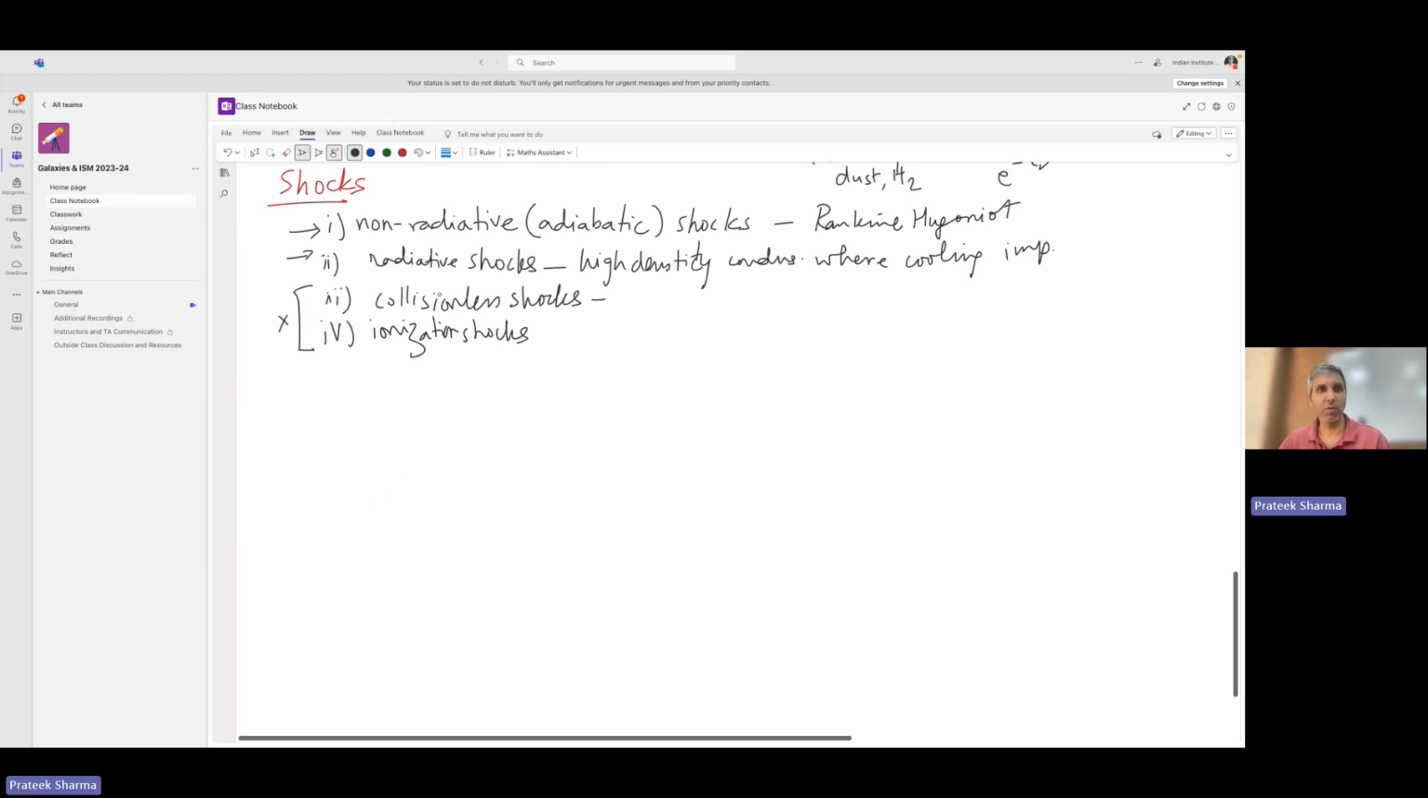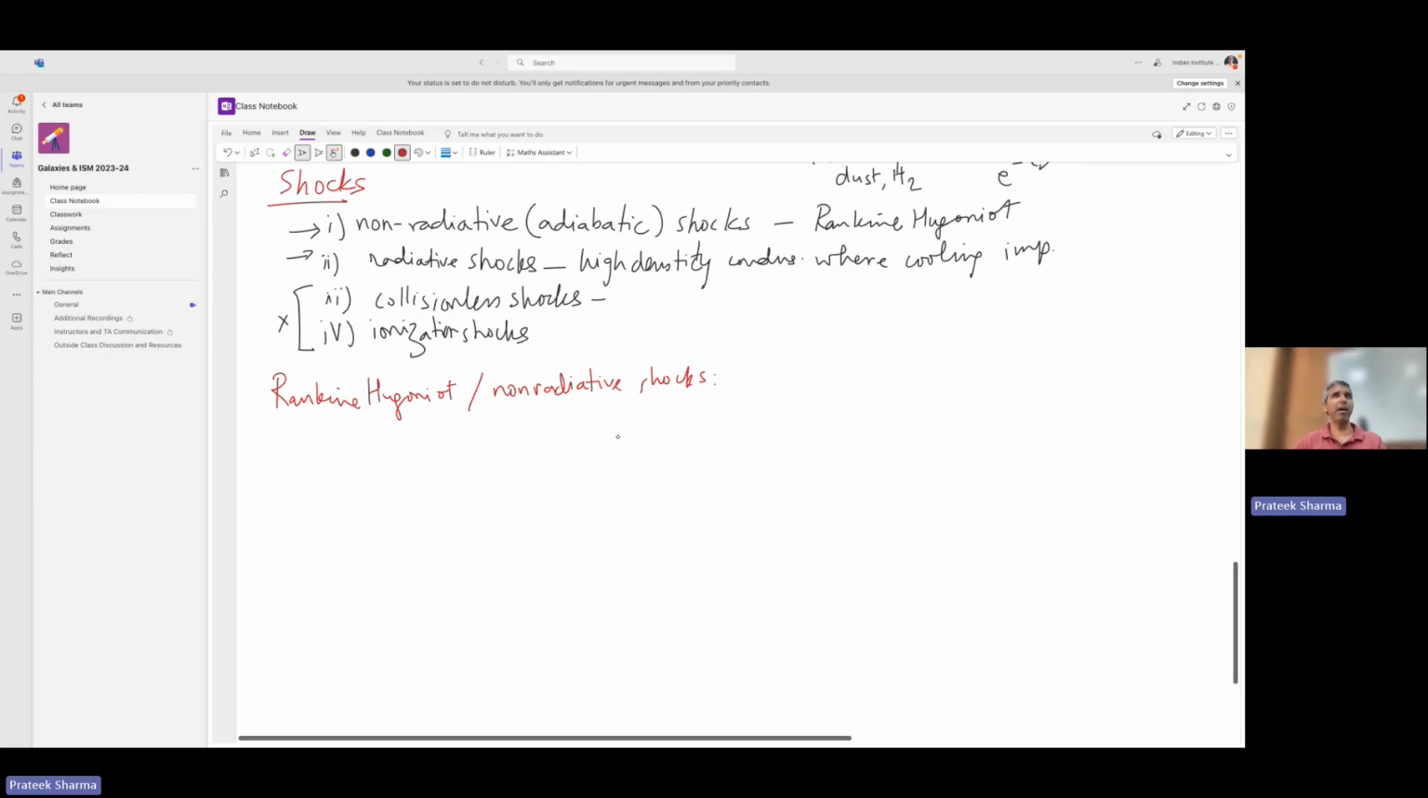Okay, so let's talk about Rankine-Hugoniot, or non-radiative shocks. So when are shocks produced? Shocks are produced when you deposit a lot of energy in a small volume in a very short time, right? Even explosions: if you have TNT and you burn a lot of TNT in a confined region, it will launch a shock or an explosion, okay? So shocks are produced when you deposit a lot of energy in a small volume in a short time.